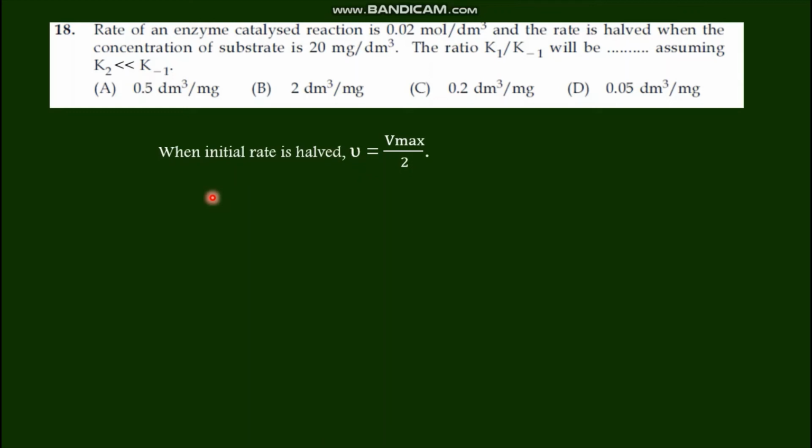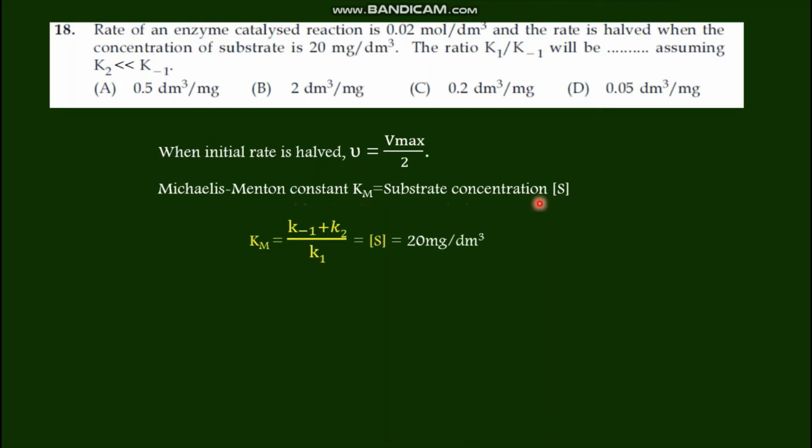When the initial rate is halved, that is v becomes Vmax by 2, the Michaelis-Menten constant Km will be equal to the substrate concentration. So we can write Km, the Michaelis-Menten constant, as K inverse 1 plus K2 by K1. That will be equal to the substrate concentration, and that value is 20 mg per dm cube. And it is assumed that K2 is much less than K inverse 1.